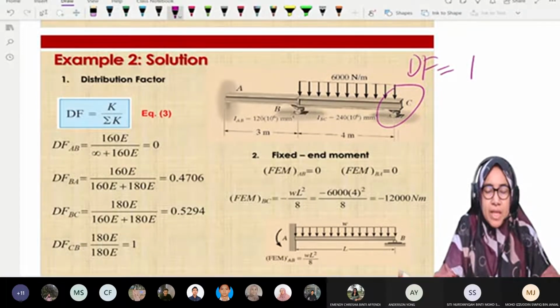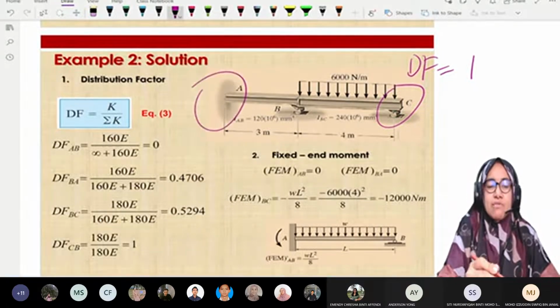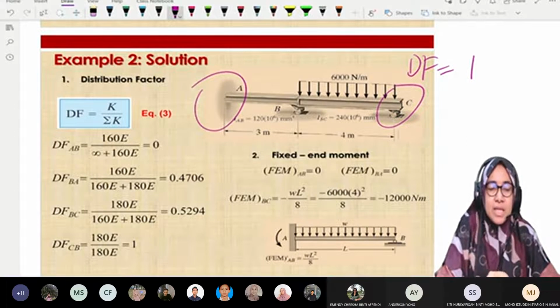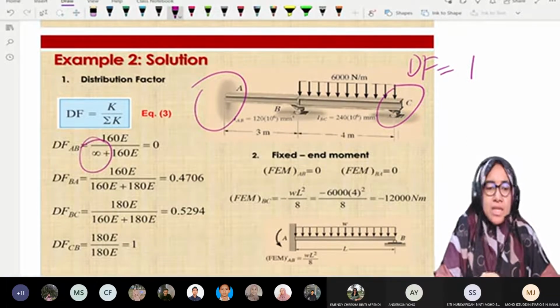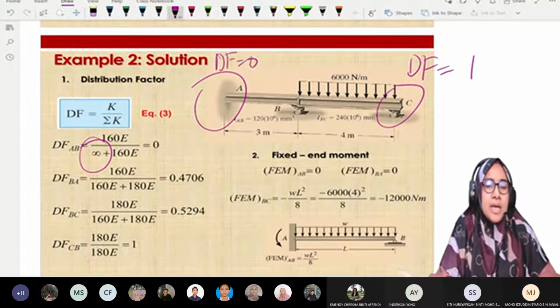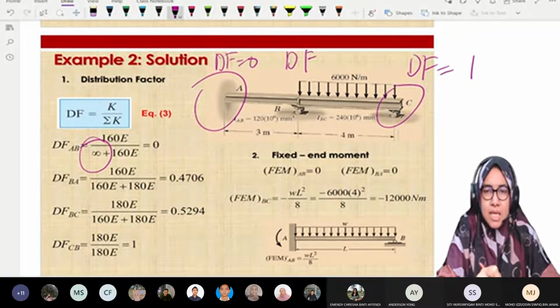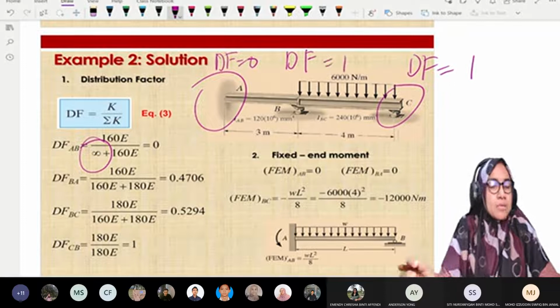Because the distribution factor at a joint totals 1. That's why when we calculate DF for BA and BC, we combine them and get 1. Because the distribution factor is equal to 1 except for the fixed end, because at the fixed end it is divided by infinity. When divided by infinity it becomes 0. That's why here the DF is 0. So this total is 1, and this total, BA and BC, equals 1 as well.